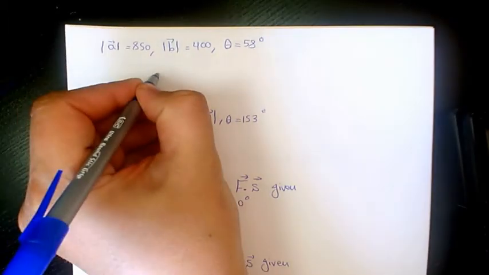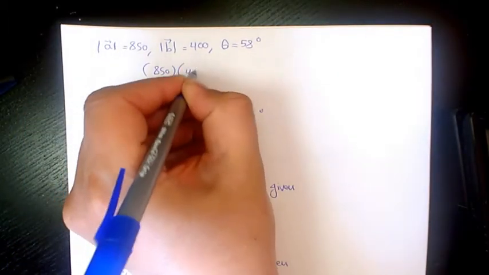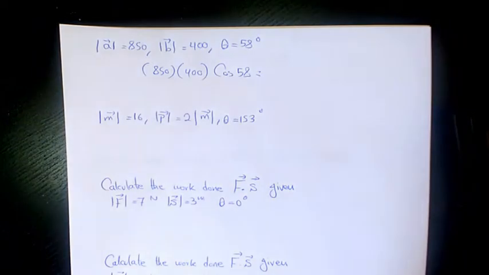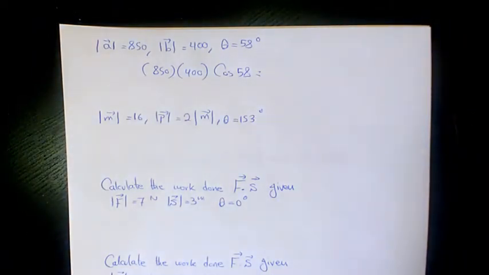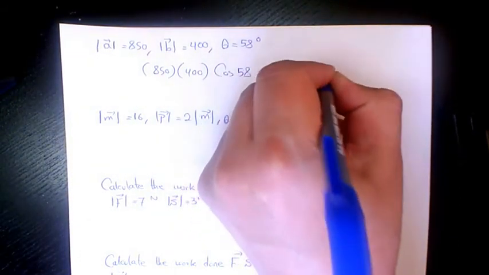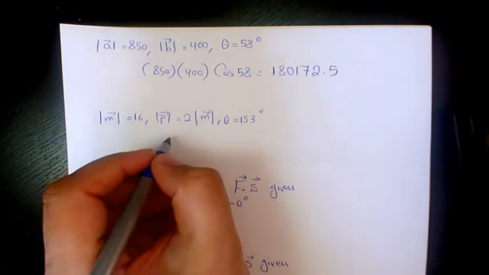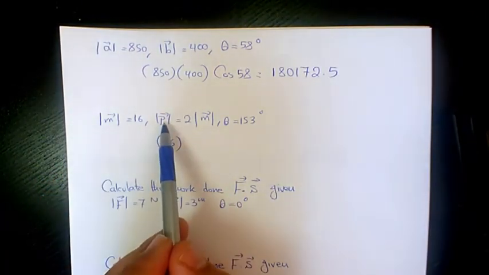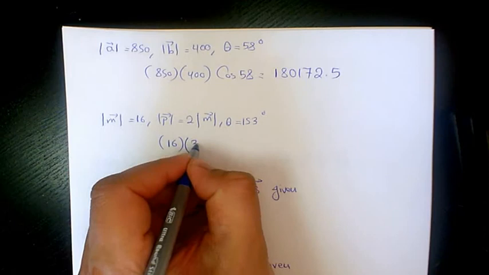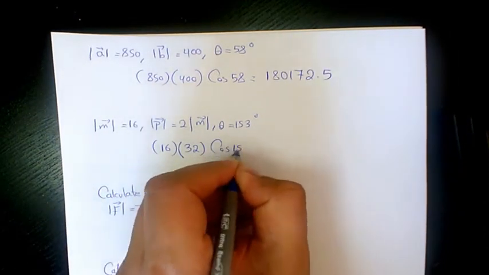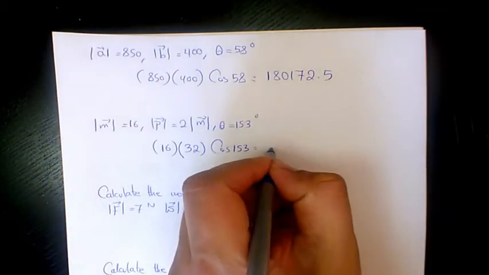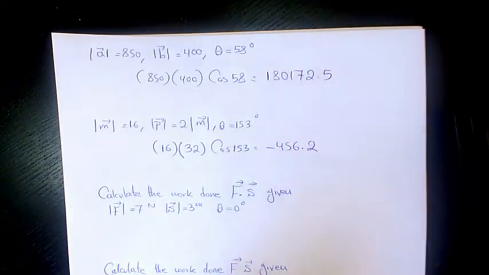Next one, A is 850. B is 400, and the angle is 58, so it's going to be cosine 58 degrees. That will be 180,172.5. Next one is going to be 16. And here it says the magnitude of P is 2 times the magnitude of M, which is going to be 2 times 16, which is 32, cosine 153. 16 times 32 times cosine 153 is going to be negative 456.2.